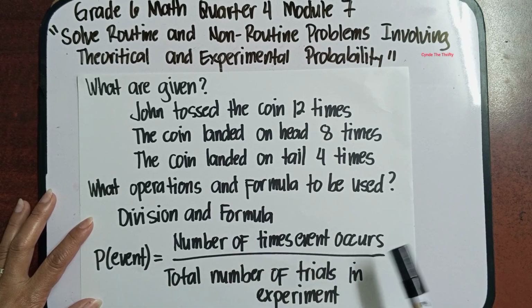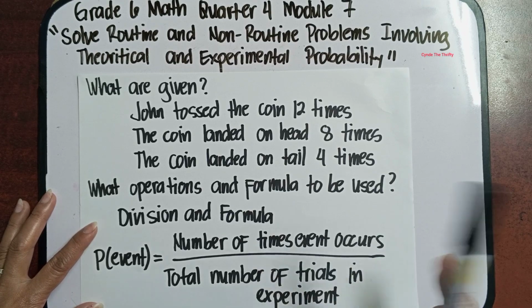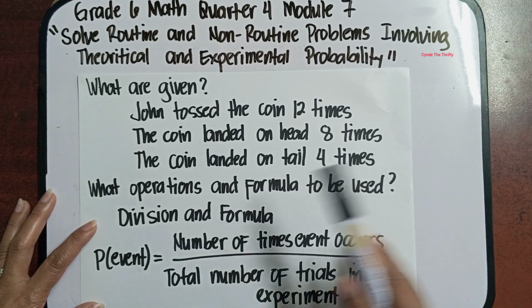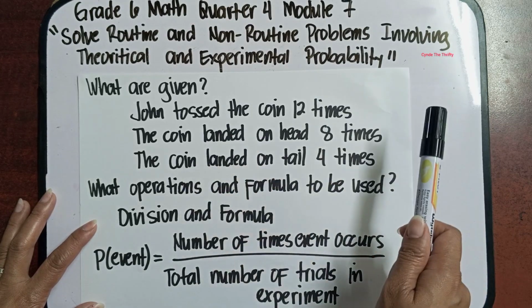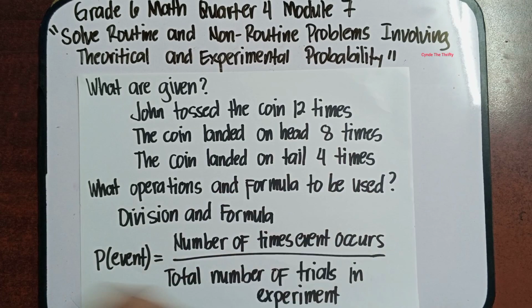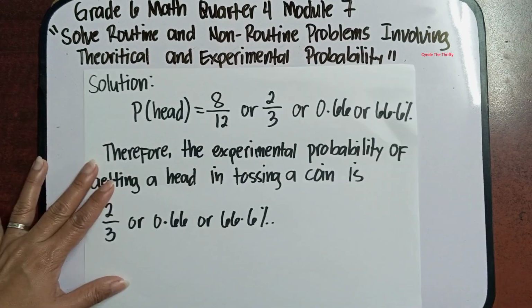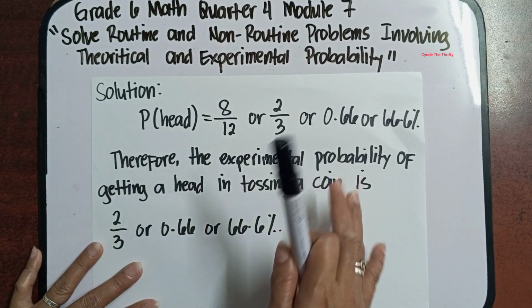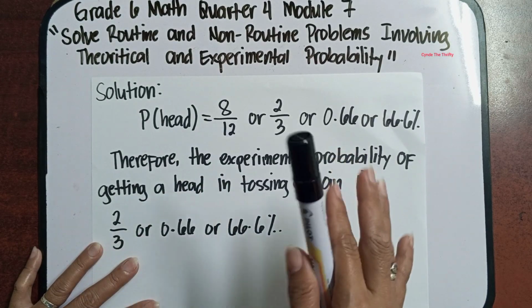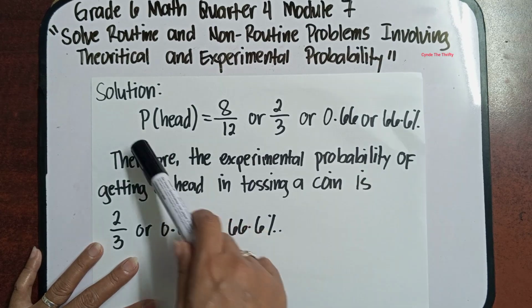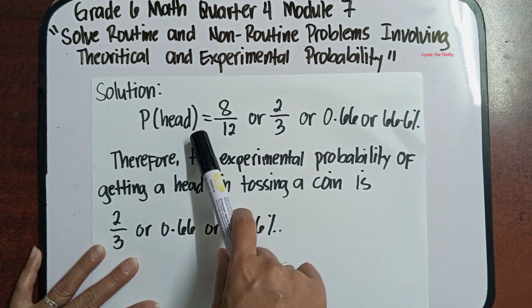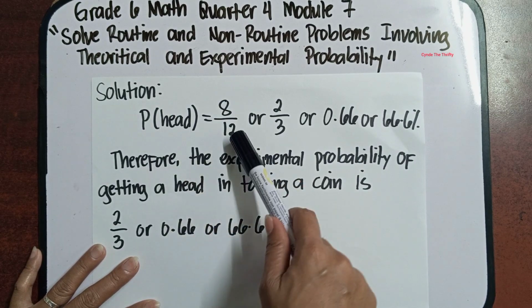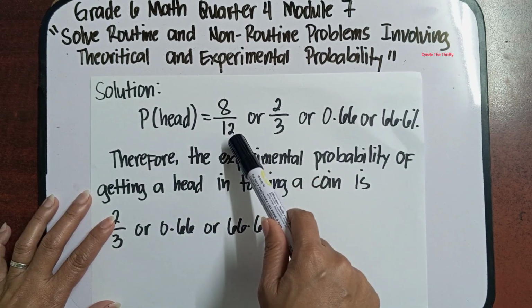Number of times event occurred. So, kung ilang times yung gusto mong makuha na result divided by kung ilang times ka for example, nag-toss ng coins. Okay, so isolve na natin siya. So, ito na yung solution natin. Probability of head, kasi head yung gusto niyang makuha or head yung pinahanap sa atin. So, ilang times naglabas yung head? 8 times. Divided by ilang toss yung ginawa niya? 12 times. So, that's why 8 divided by 12 or 8 over 12.